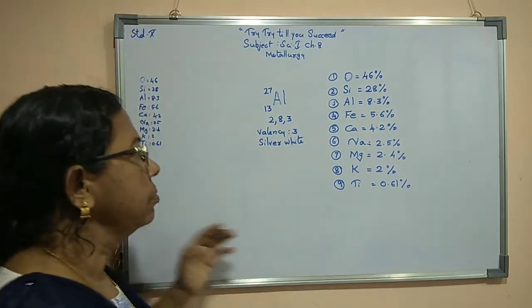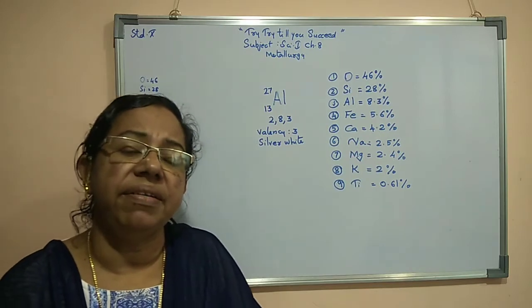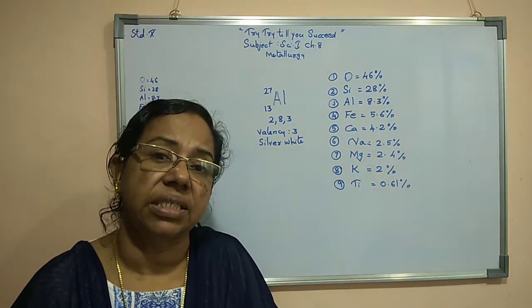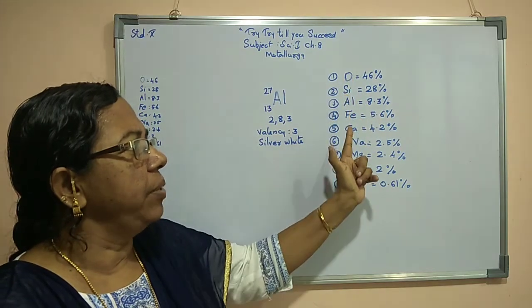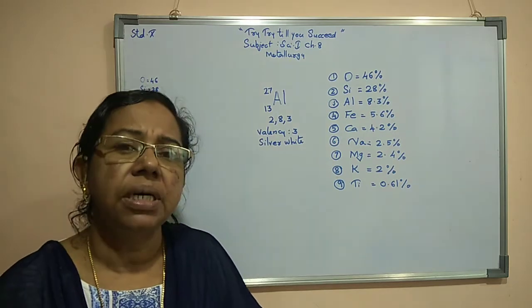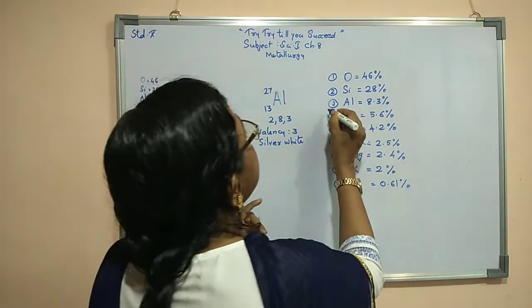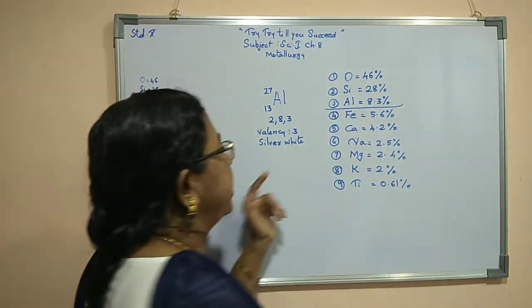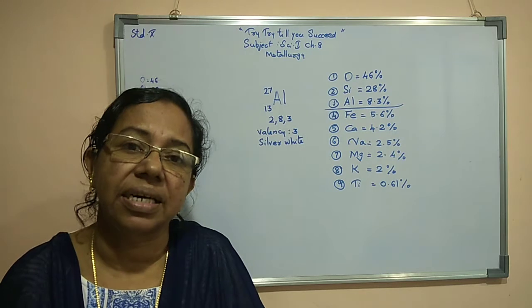So here I showed the 9 most abundant elements available in the Earth's crust. They are oxygen, silicon, aluminium, iron, calcium, sodium, magnesium, potassium and titanium. Now here we are studying about this aluminium. It is available 8.3% in the Earth's crust.